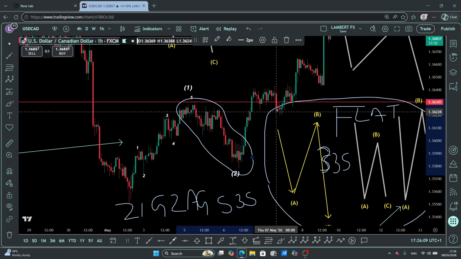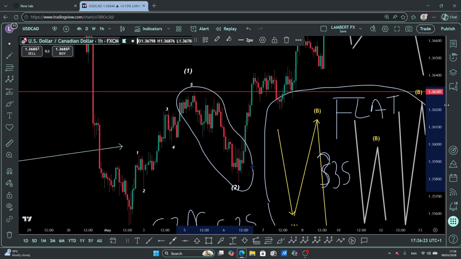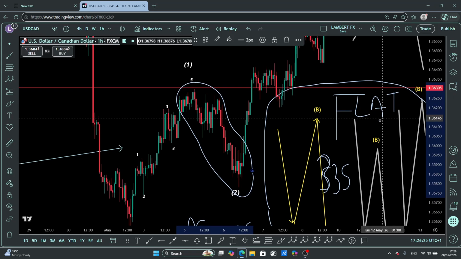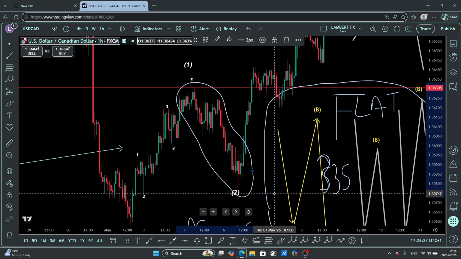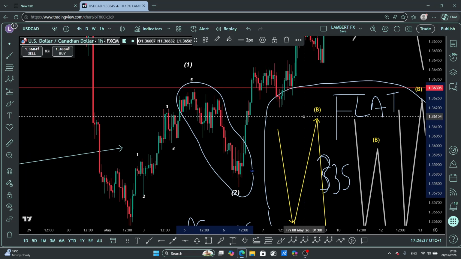Okay, so if you say it's a 3-3-5, then you are right. But then the 3-3-5, are you able to identify if it is a running flat, an expanded flat, or a regular flat? Okay, so if you say a regular flat, then you are right.